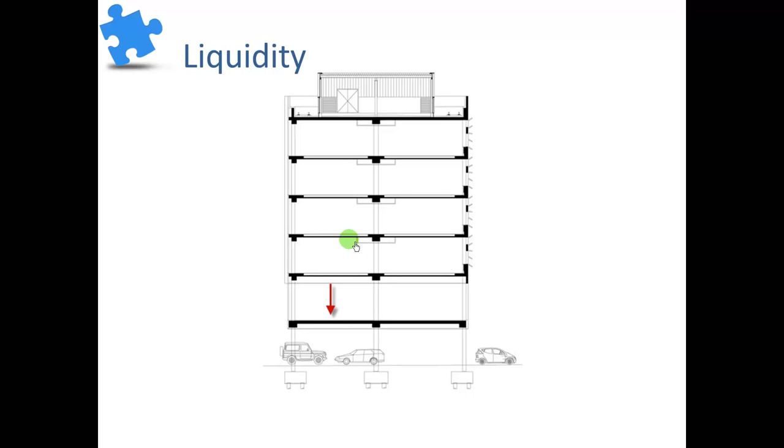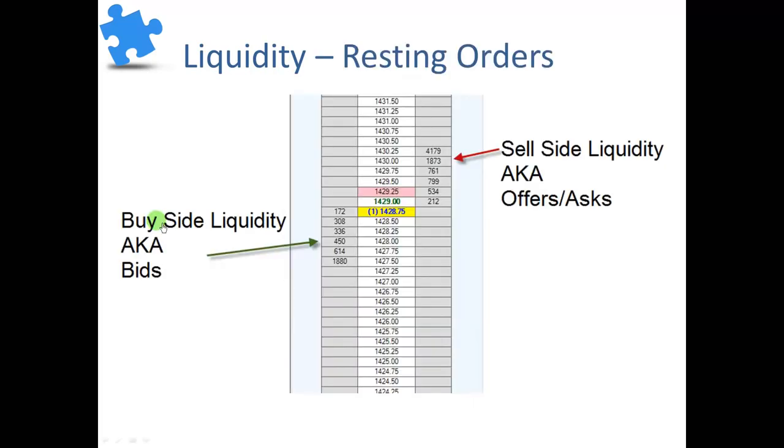Okay, so that's how the market works. The market effectively has floors and ceilings, and price can't move until the floor has been consumed or the ceiling has been consumed. Right, so resting orders. The floors and ceilings, what are they?